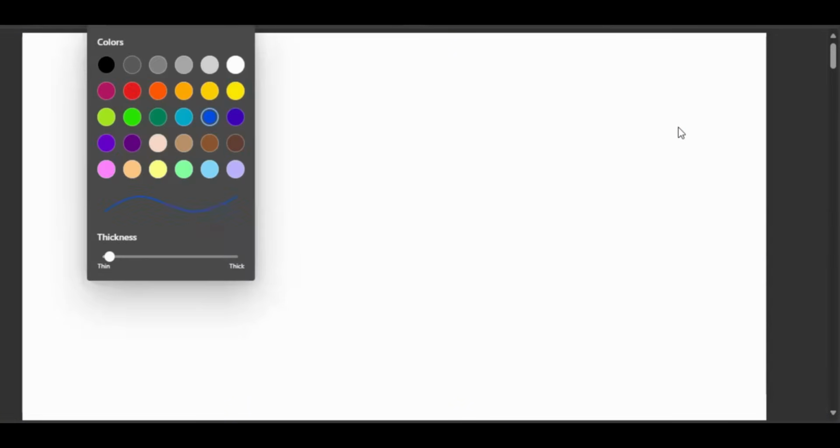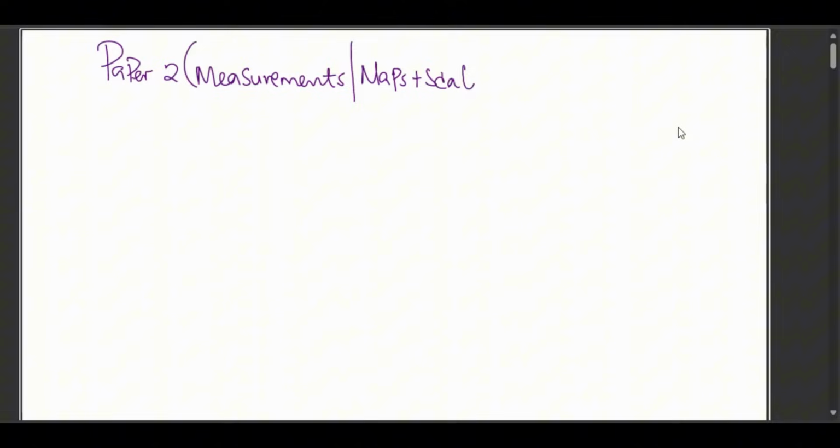Yes, we're getting ready for paper 2. And what I want you to remember is that paper 2 is all about measurements. Then we look at maps and scales. Then maps and scales, measurements, and a little bit of probability. Probability is also shared in paper 1.